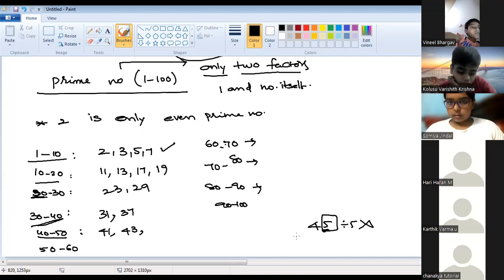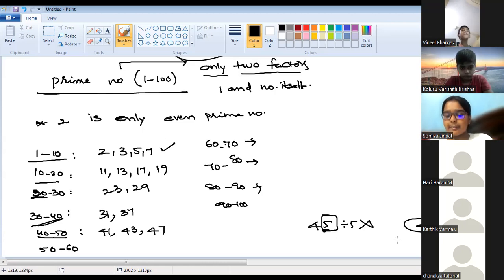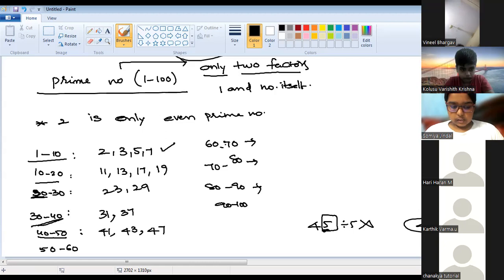Come on, think, no issue. Think and let me know. 47. 47, very good, Vedika. 49? No, 49, my dear, comes in the 7 table, so 49 won't come. Only 3 numbers: 41, 43, 47. Right. Next question goes to Karthik Verma.